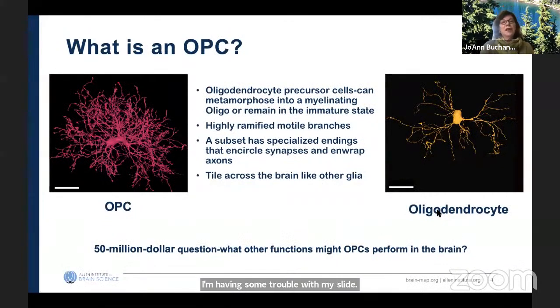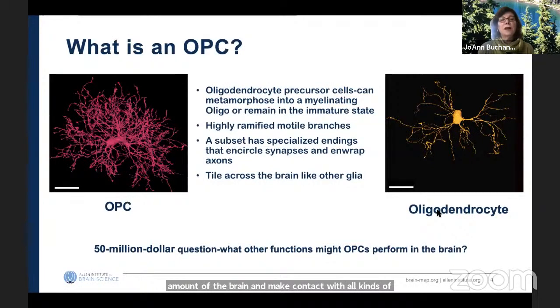Thank you. Okay, so now what is an OPC? OPC stands for oligodendrocyte precursor cell. These cells are really interesting because they can metamorphose into a myelinating oligodendrocyte, or they can remain in an immature state. They have highly ramified branches that have been shown in live cell imaging to move throughout the parenchyma of the brain and make contact with all kinds of neuronal elements, very similar to microglia.